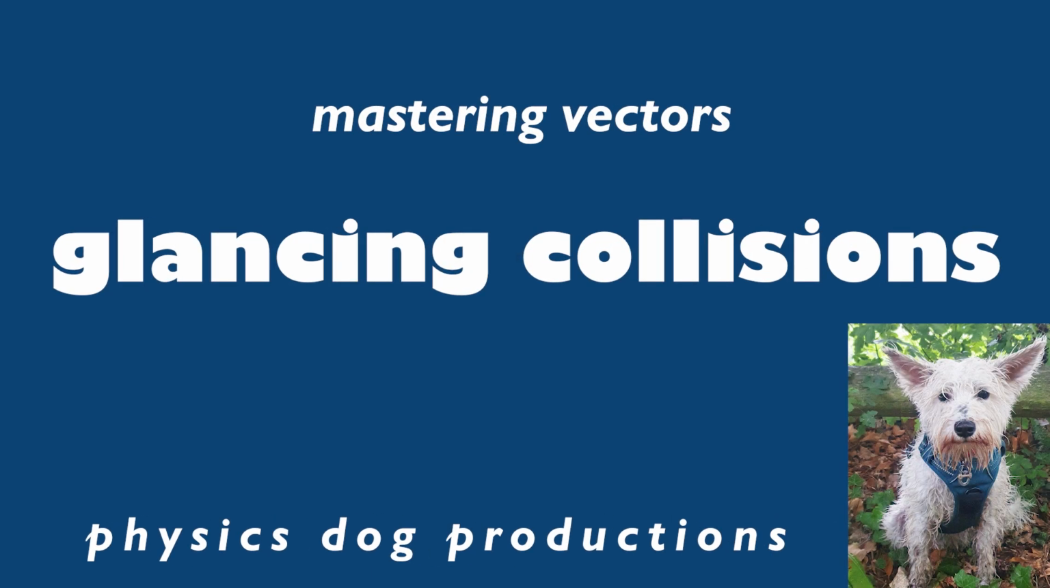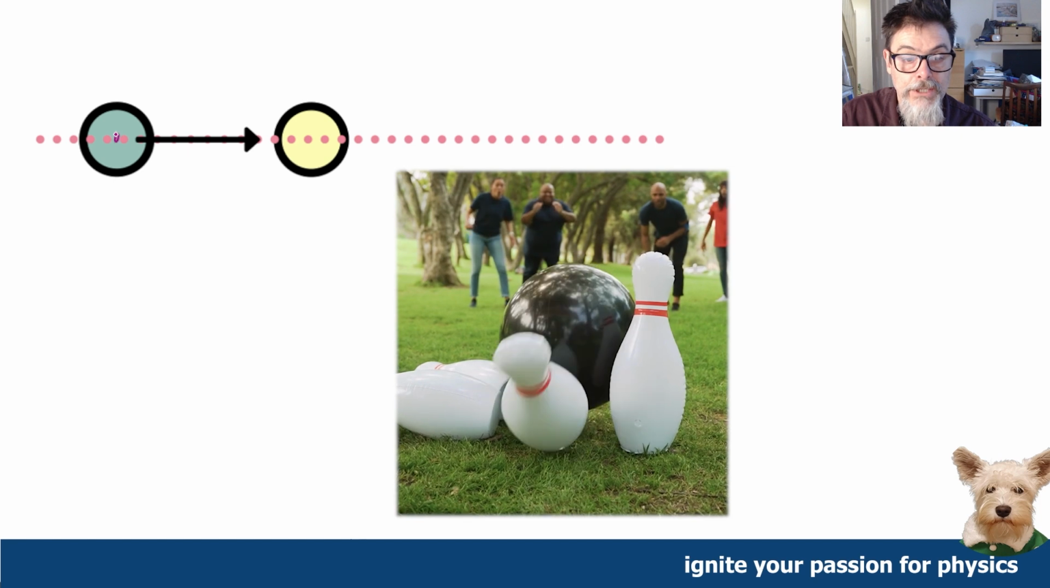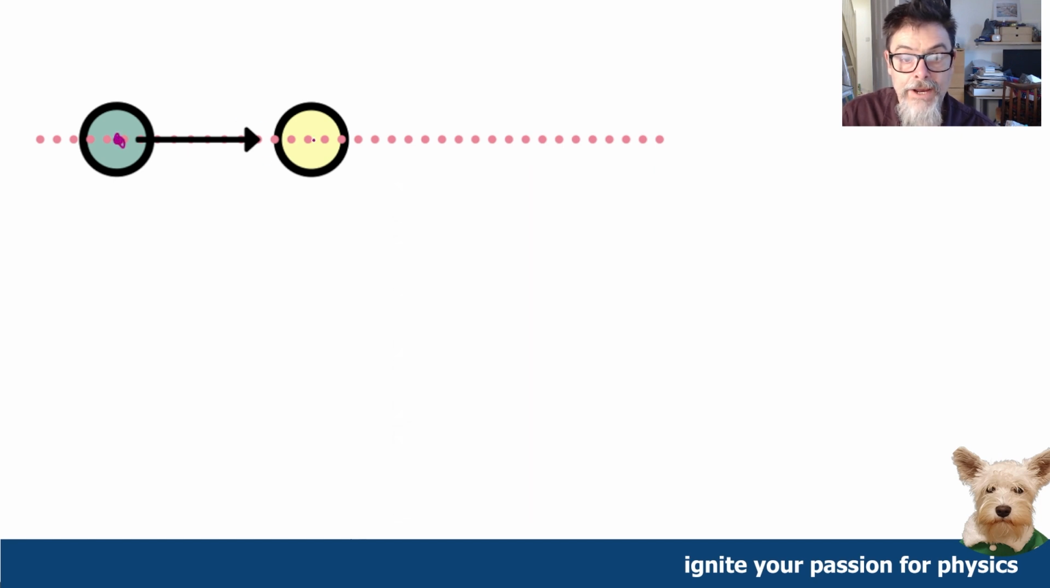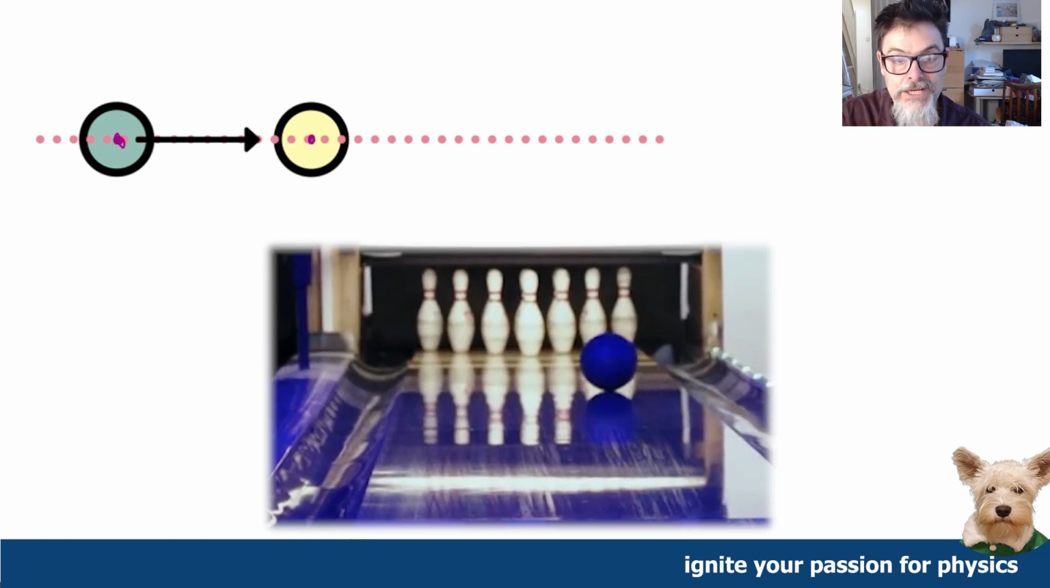This video is going to show you how to use ideas around vectors and momentum to work out what happens when two objects collide that aren't head-on. These two objects can be described as colliding head-on because the direction of movement, the black arrow, is exactly on top of a line joining up the two centres of mass. And of course, very few collisions are really like that.